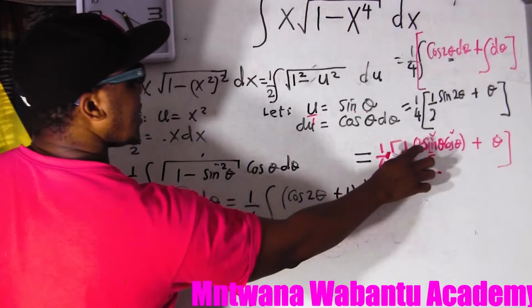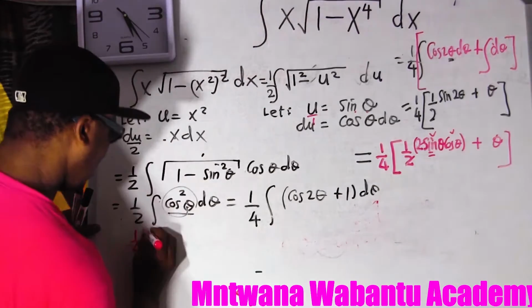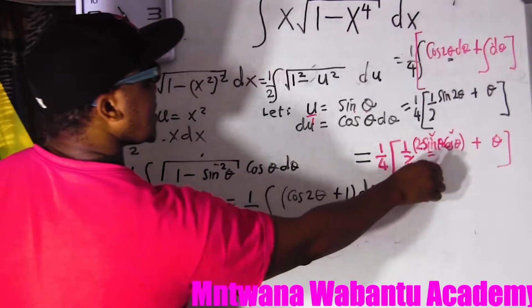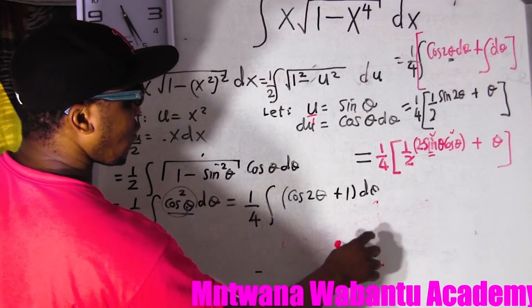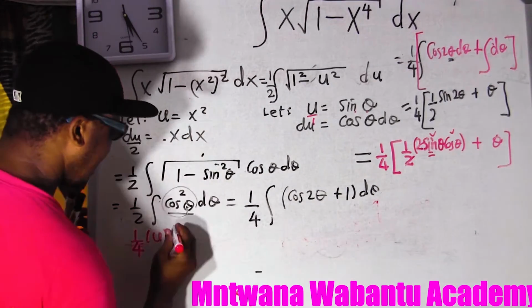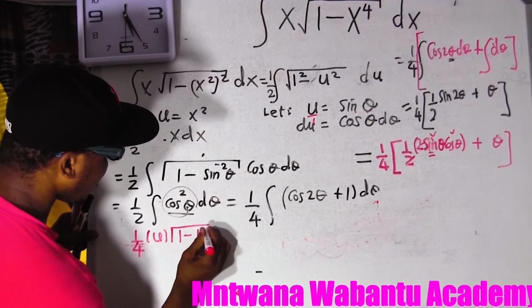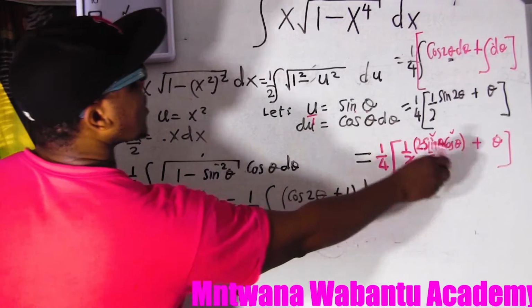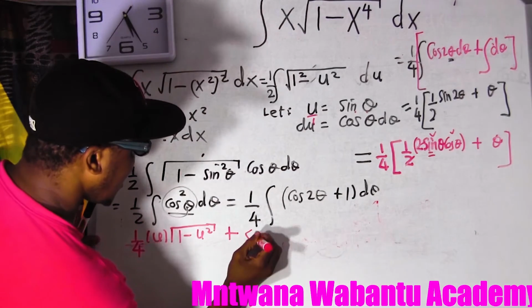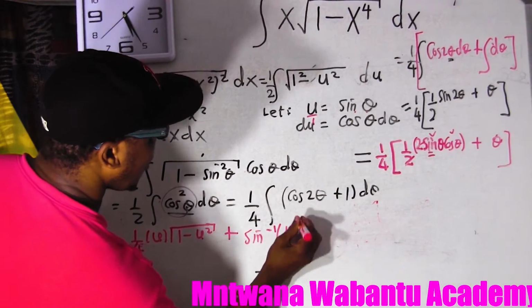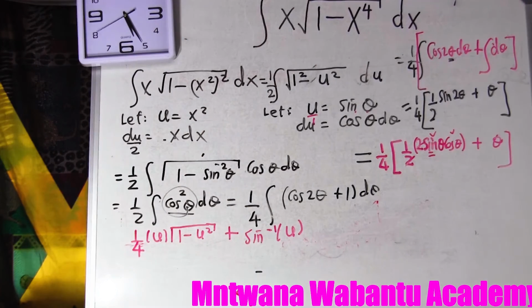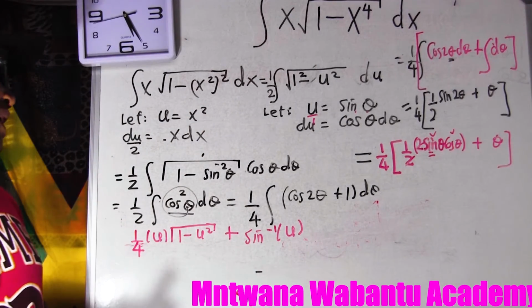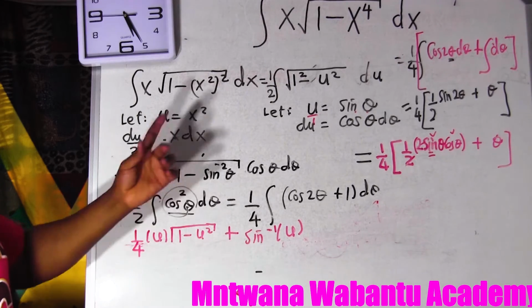1 over 4, and then sine theta. What is sine theta? It's u times the square root of 1 minus u squared, which we had here, plus theta equal to sine inverse of u. Still the question is not done, because they did not give it in terms of u. They gave us in terms of x.